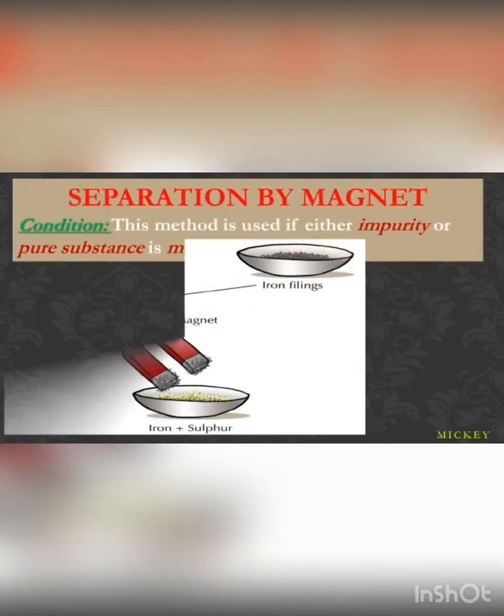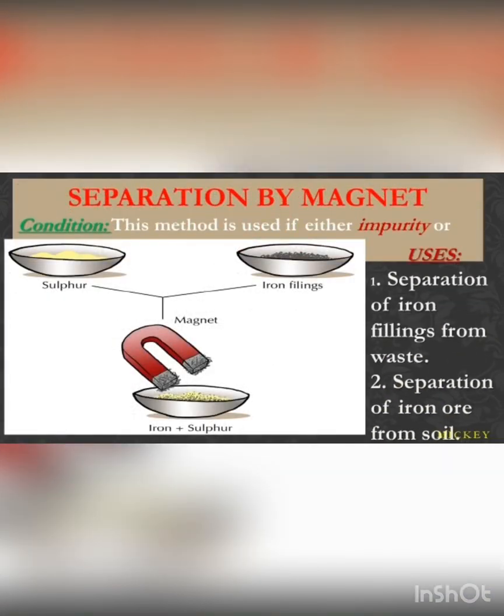This method is used to separate either impurity or purity from the mixture if they possess some magnetic property, whether the impure part of the mixture or the pure part. If they possess magnetic property, they get attracted to the magnet and thus get separated from the mixture. It is used to separate iron filings from waste.